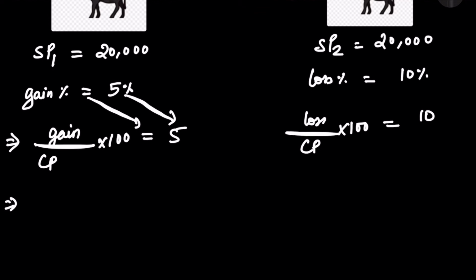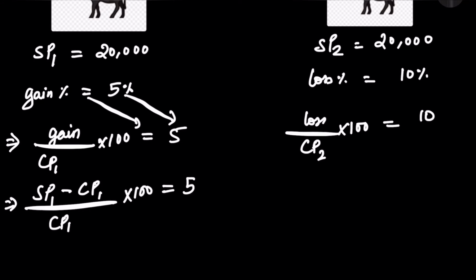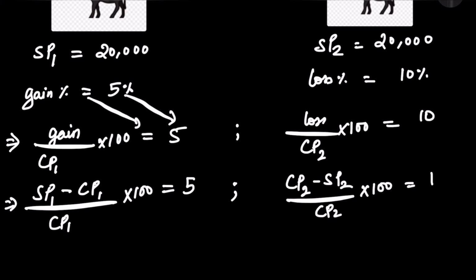Okay, this implies gain is equal to selling price. We will have to write 1 and 2 also. Selling price 1 minus cost price divided by CP1 into 100, which is equal to 5. And similarly, loss is equal to when we subtract the selling price from the cost price. CP minus SP is loss. CP2 minus SP2 divided by CP2 times 100 is equal to 10.